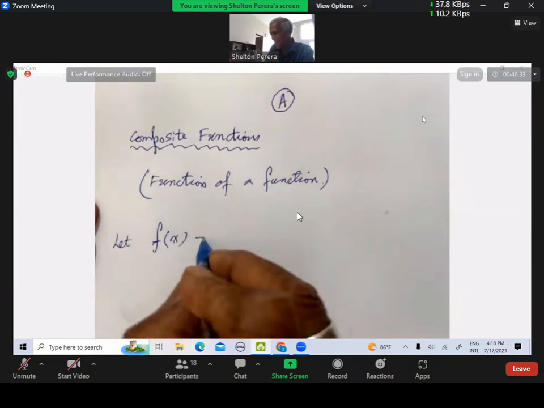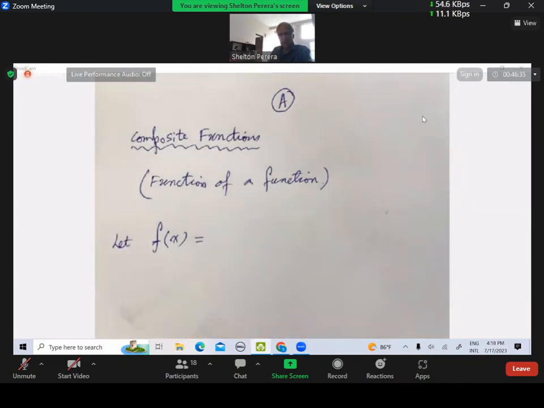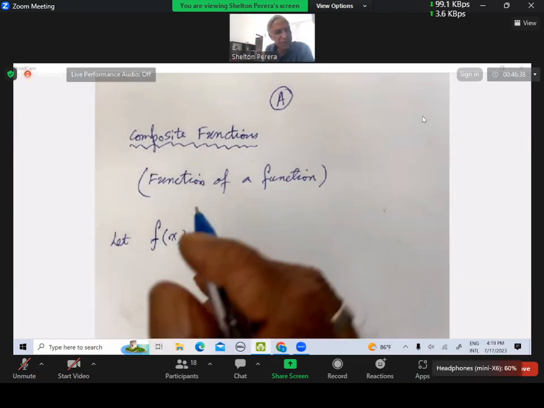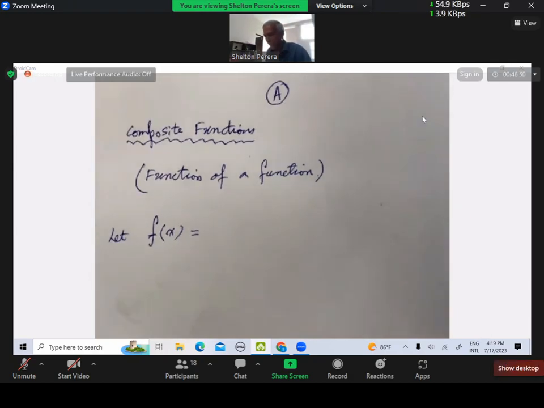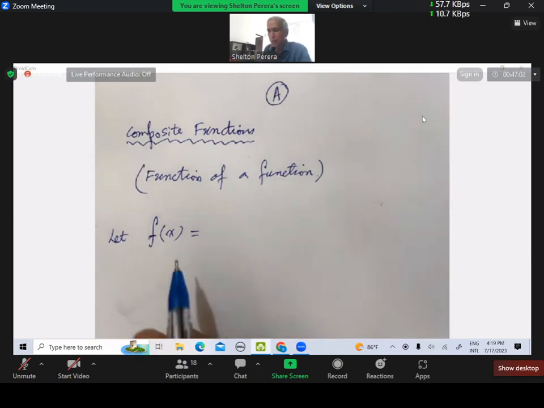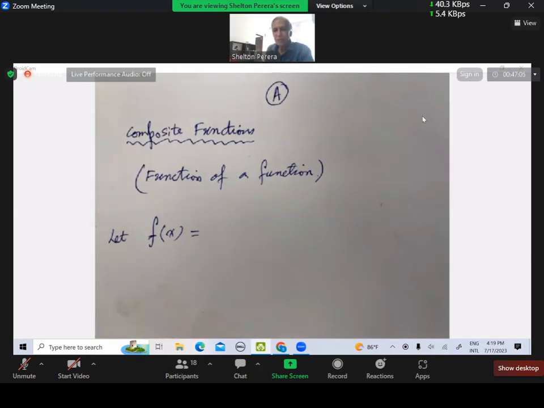Let f of x be a function. We said functions are rules. We didn't do much about ordered pairs. If you have a function, the xy coordinates, the ordered pairs, x is a point in the domain, y is the corresponding point in the range. Y is the input comma output. So input-output relationships are the functions under certain rules.